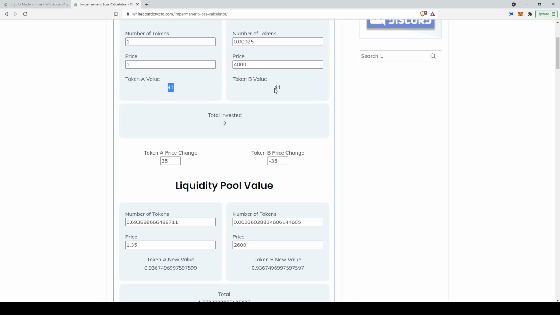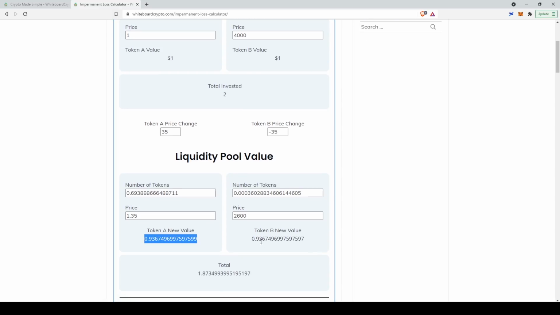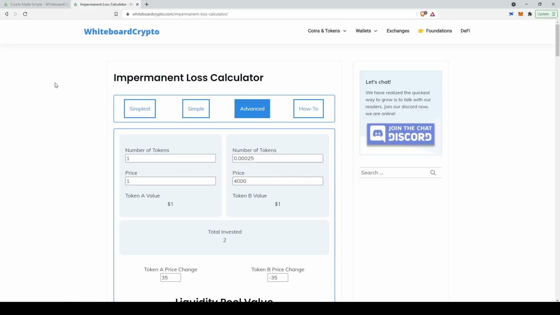The second rule of a constant product automated market maker is that the value of token A must also equal the value of token B, even after the change. These two numbers must be the same. And once you clearly understand those two rules of a constant product automated market maker, you could actually create your own impermanent loss calculator. Feel free to play around with this tool.